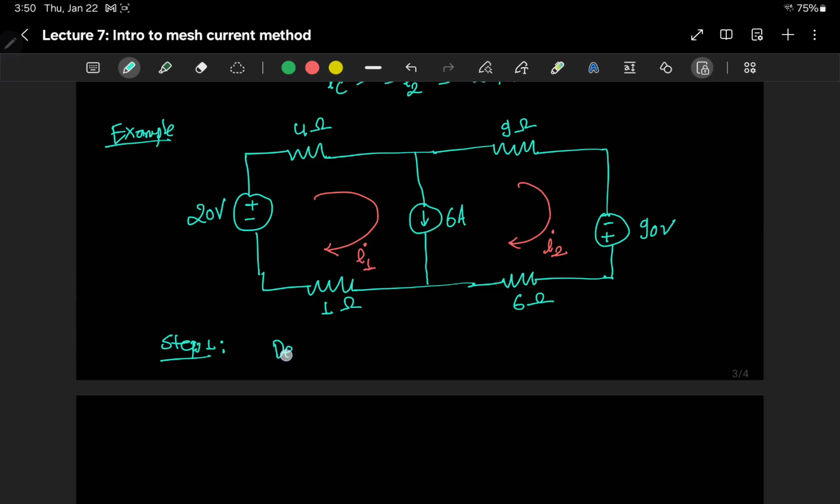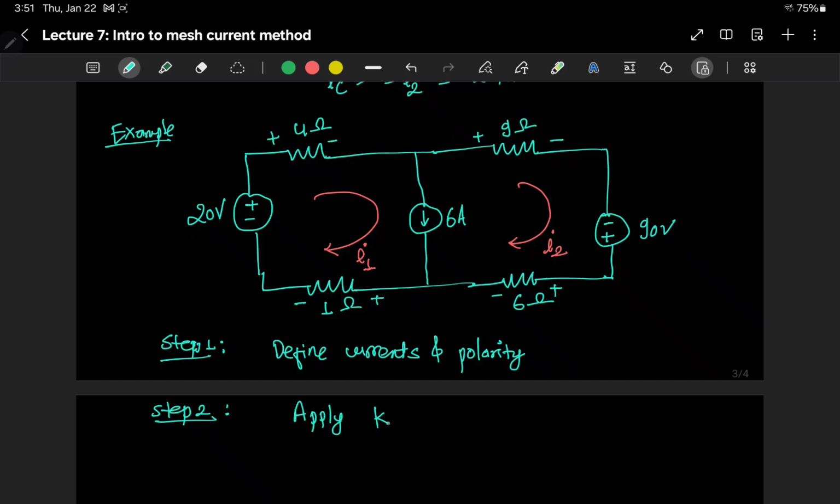So define currents and polarity or current direction using the passive convention. So for the passive elements, just consider outer loop, plus minus, plus minus, plus minus, plus minus. So that is it. Step 2 was to apply KVL, right?